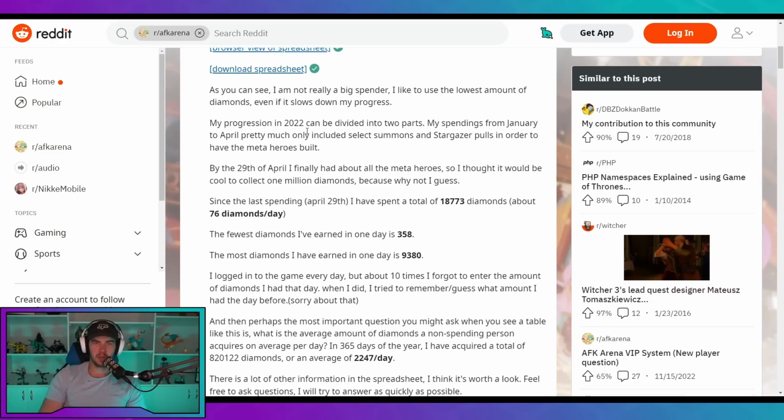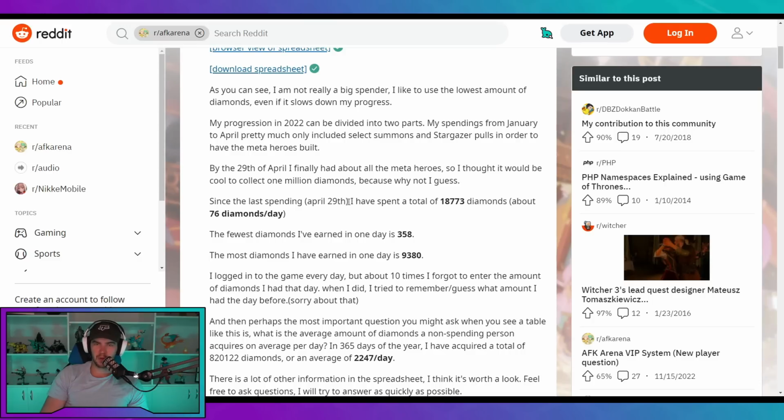My progression in 2022 can be divided into two parts. My spending from January to April pretty much only included select summons and Stargazer pulls in order to have the meta heroes built. By the 29th of April, I finally had about all the meta heroes, so I thought it would be cool to collect 1 million diamonds, because why not, I guess. 100%. Very, very valid. I like the saving. It's a bit of fun. Then maybe a huge meta unit comes in. You can get it early as a free-to-play player. It's cool. I like it.